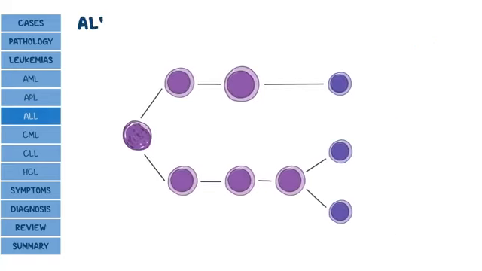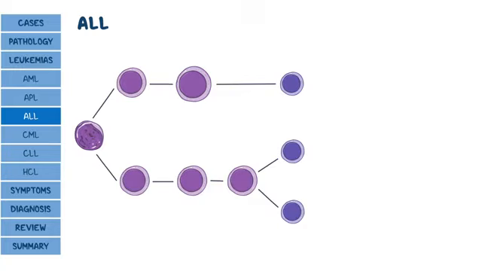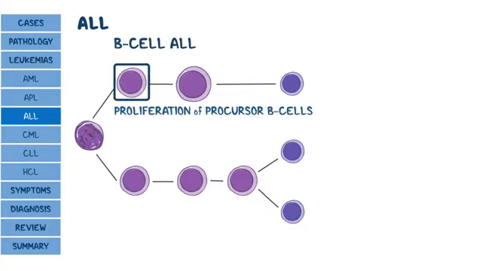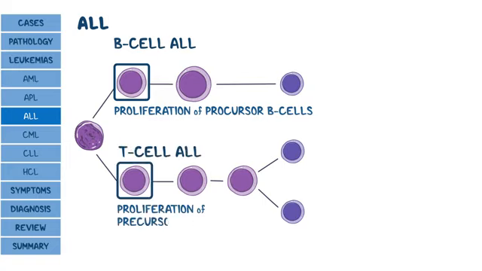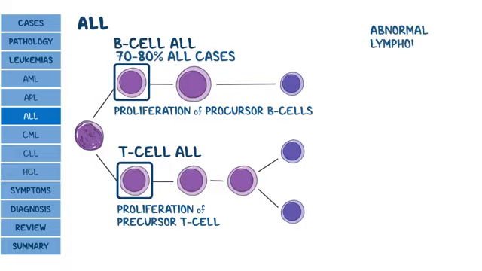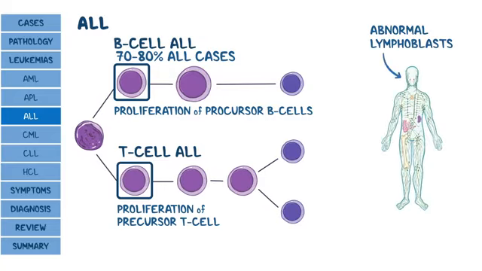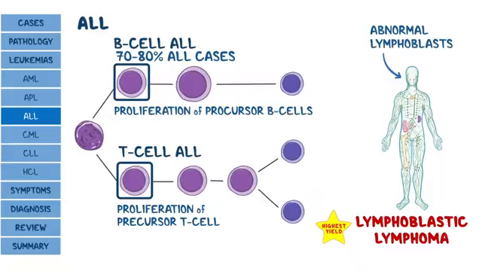Now, ALL can further be classified into B-cell ALL, where there is proliferation of precursor B cells, and T-cell ALL, where there is proliferation of precursor T cells. B-cell ALL accounts for approximately 70 to 80% of ALL cases. Now, an important fact to remember is that abnormal lymphoblasts in ALL can also infiltrate the lymph nodes and other lymphatic tissue, so it's also called lymphoblastic lymphoma.